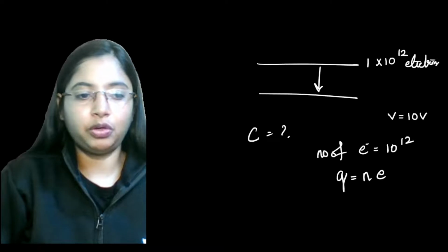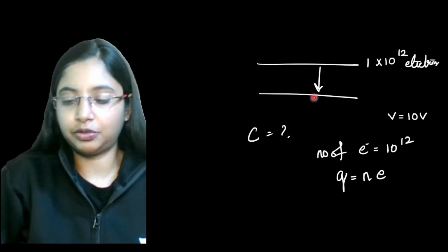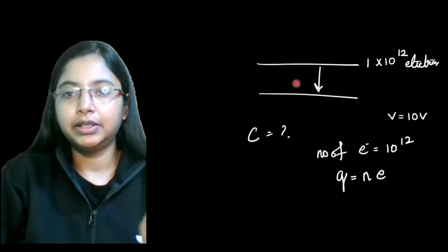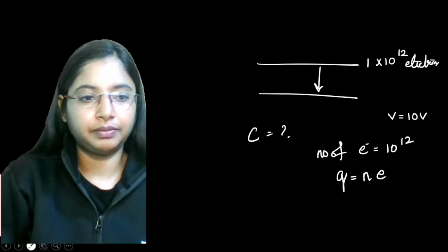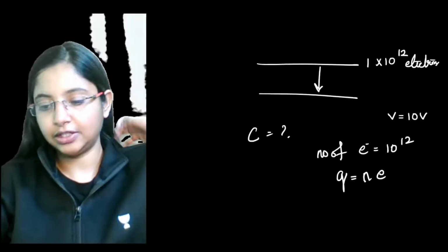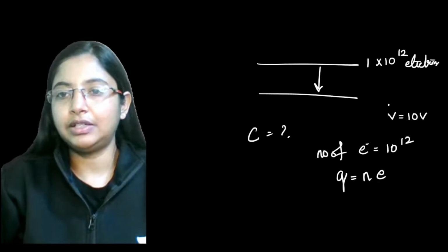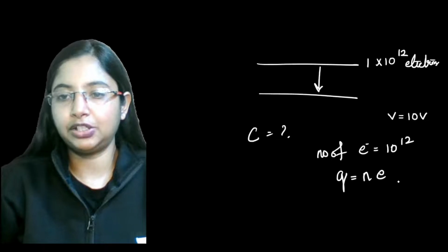Let's say this has more number of electrons and this does not have that much. This is at lower potential and this is at a higher potential. Connect by wire, some amount of electrons will transfer here. So you can actually transfer these charges. There are two capacitors and you're transferring 10 to the power of 12 charges.